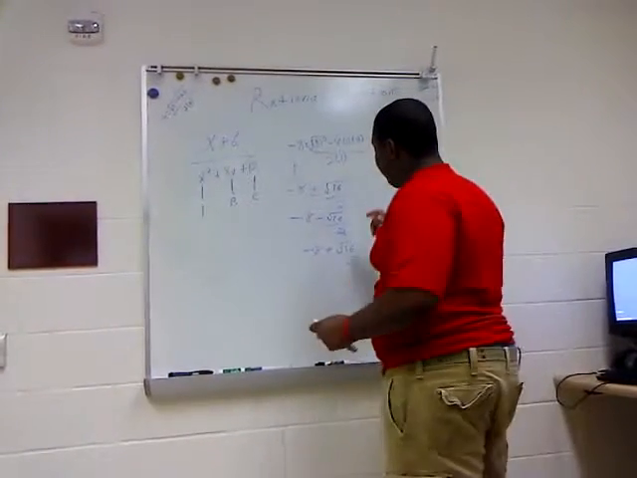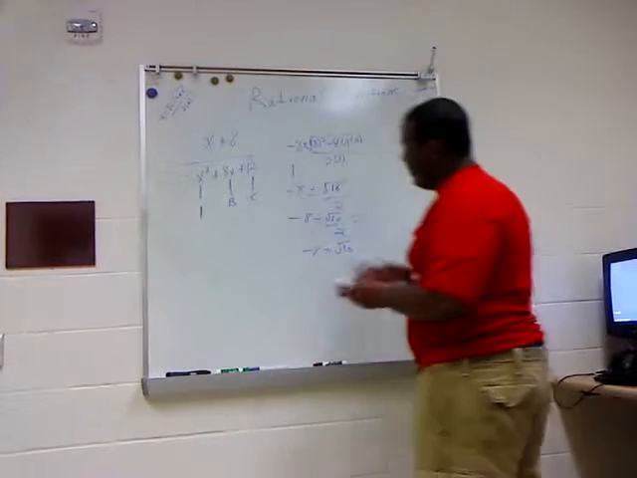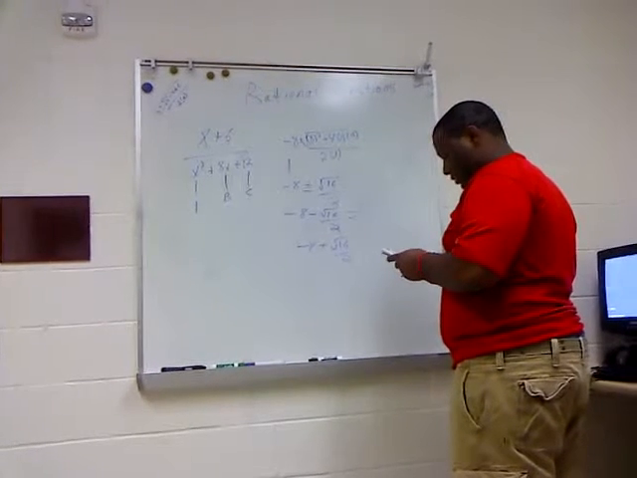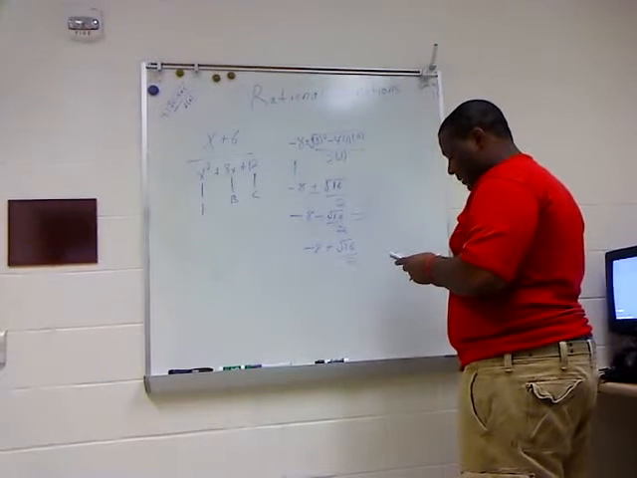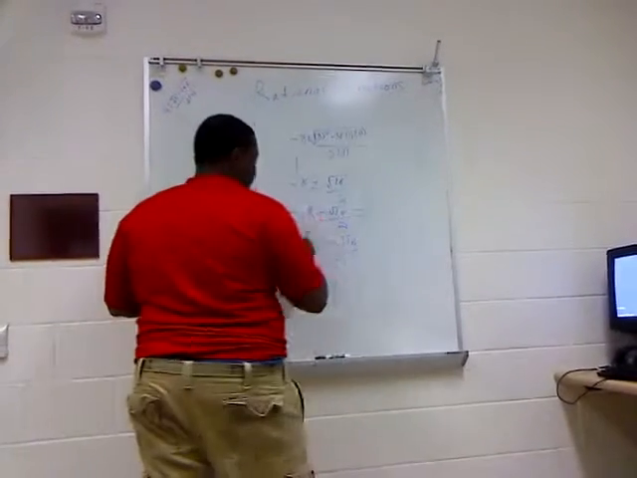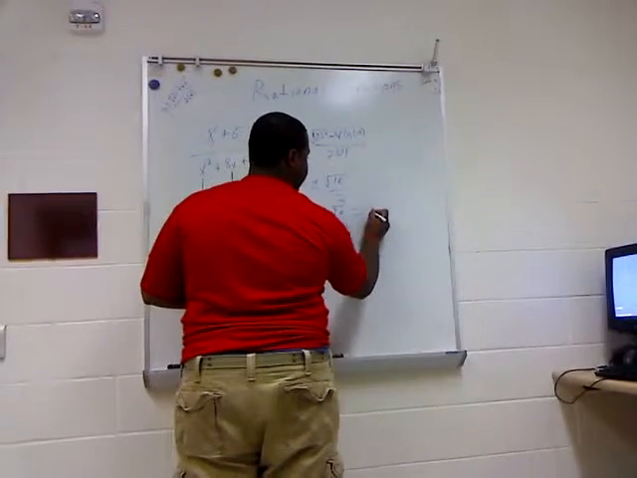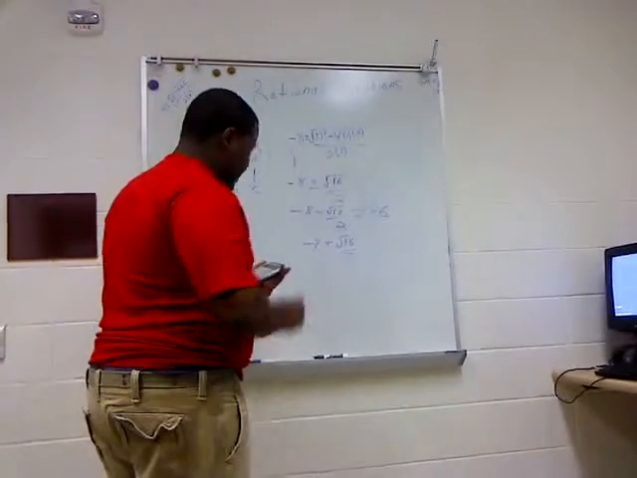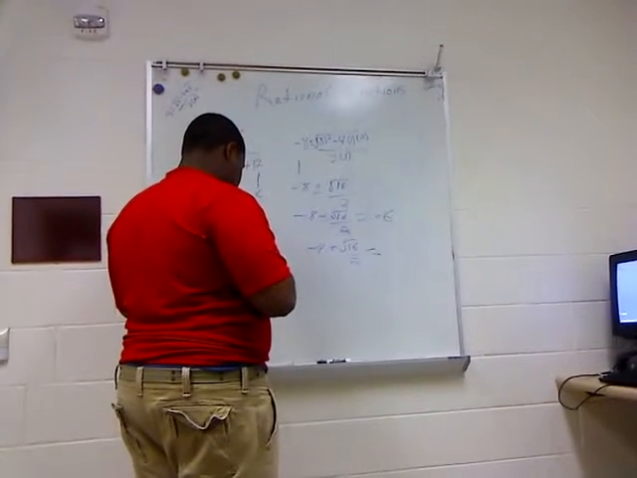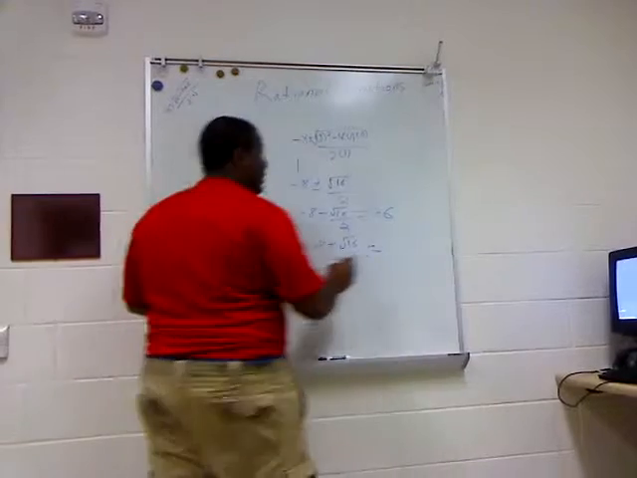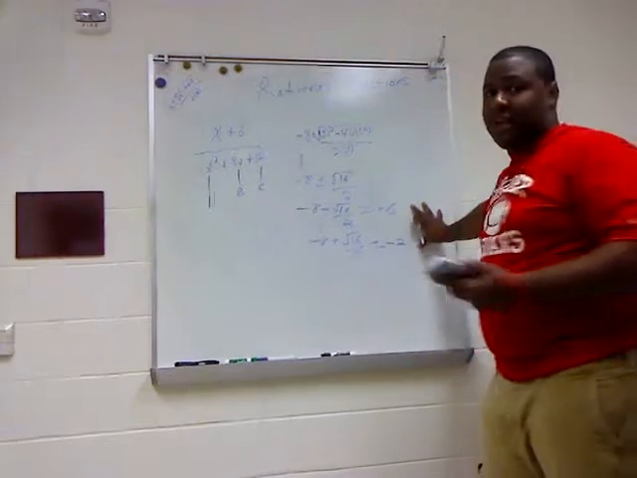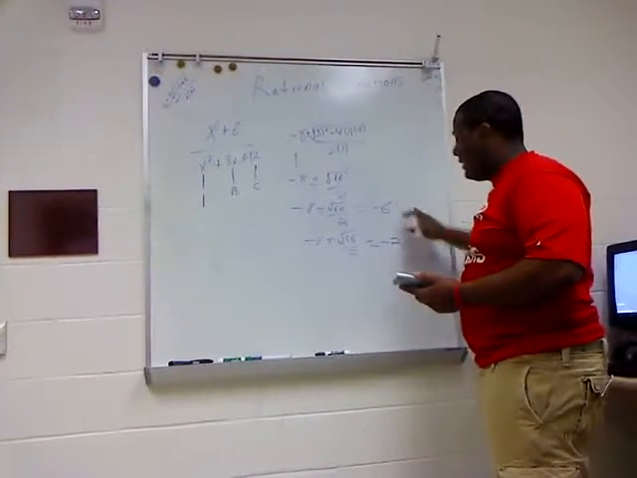So when I plug this in the calculator, negative 8 minus 16 divided by 2, you'll get negative 6. And when you plug this one into your calculator, you'll get negative 2. So these are your two x's. The two x's are negative 6 and negative 2.